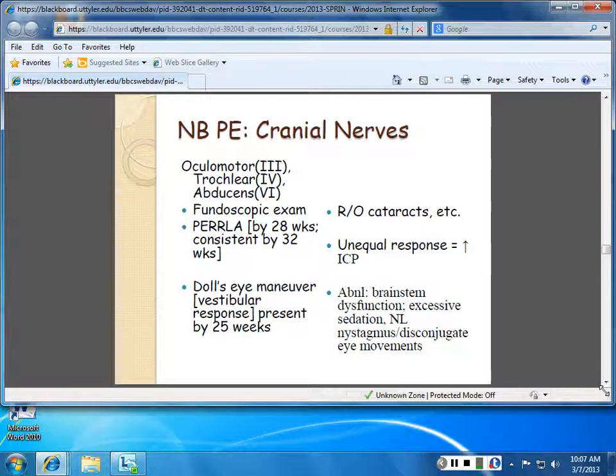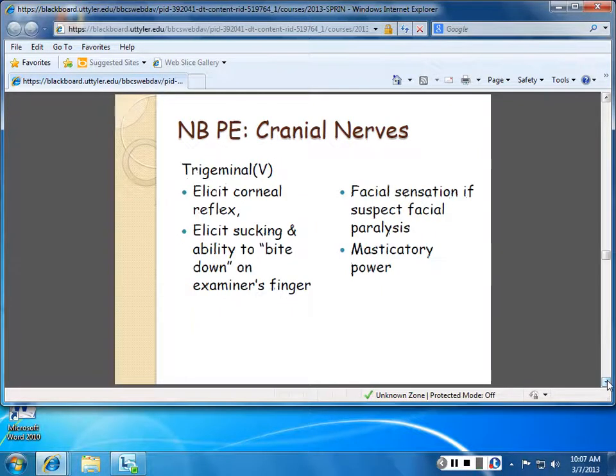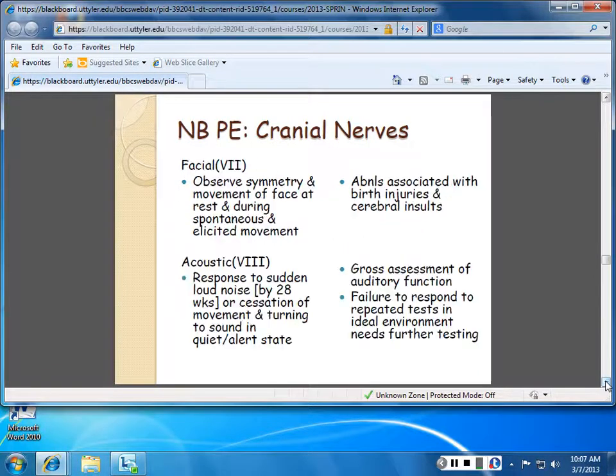Doll's eye maneuver, that's present by 25 weeks. The trigeminal nerve, nerve 5, you want to elicit the corneal reflex, elicit sucking and the ability to bite down on an examiner's finger, and they will bite.